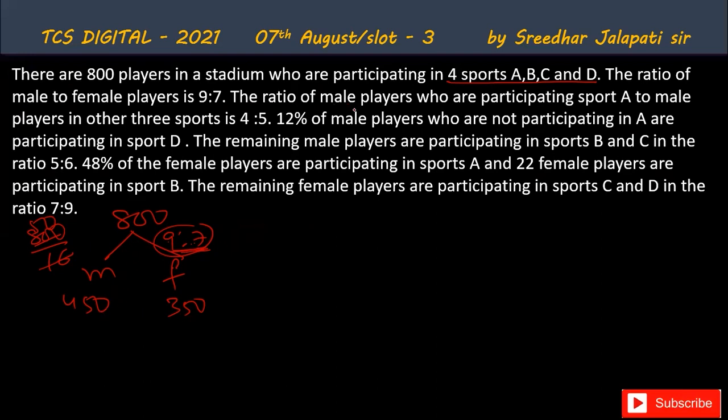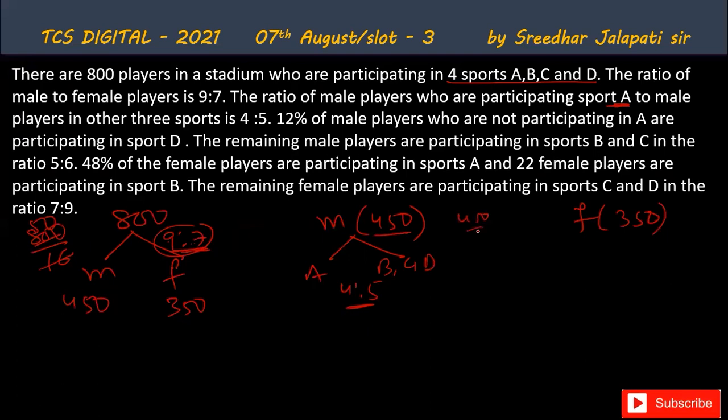Next, among male we got 450 and female we got 350. So now among male, the ratio of players who are participating in sports A to the other sports B, C, D, 3 sports, is 4:5. So now 4:5 is 9 parts. If I divide 450 into 9 parts, each part 50. So 4 parts are playing sports A, that is 200. Then remaining 5 parts, 250, are playing B, C, D, all 3 sports together.